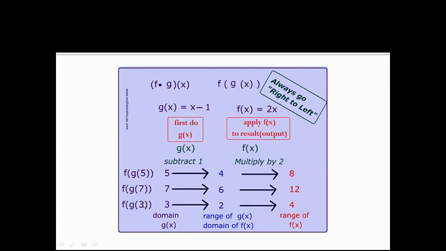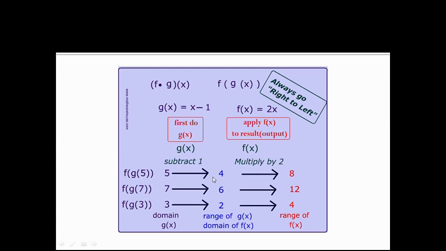So here we have some different examples. When we put 5 instead of x, as g of x is a function which subtracts 1 from x, g of 5 means 5 minus 1 is equal to 4. Similarly, when we put 7, g of 7 means 7 minus 1, 6. And 3 minus 1, 2. Now 4, 6 and 2 are the values of g of x.